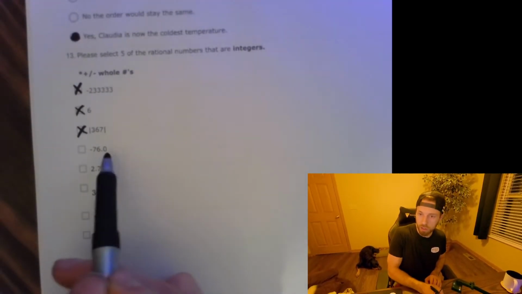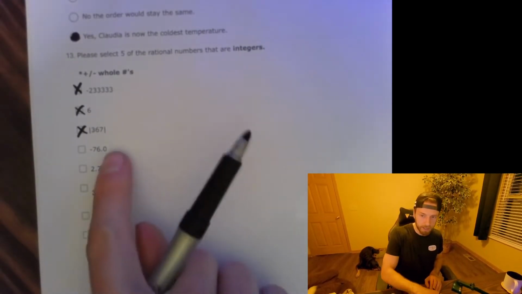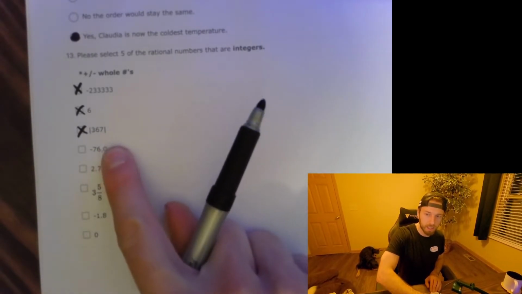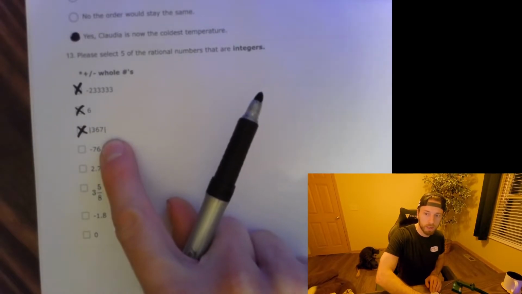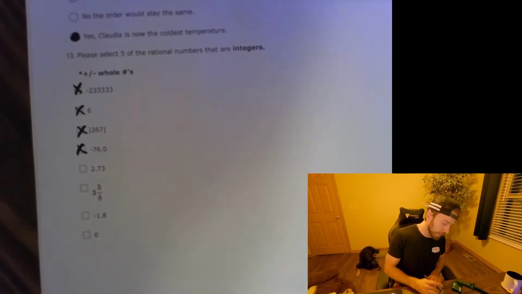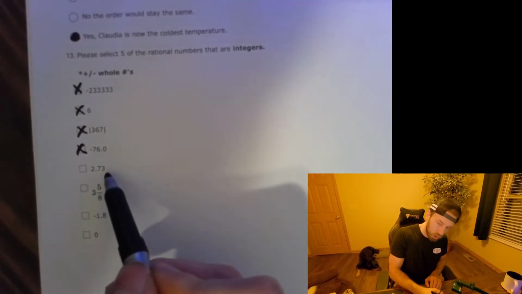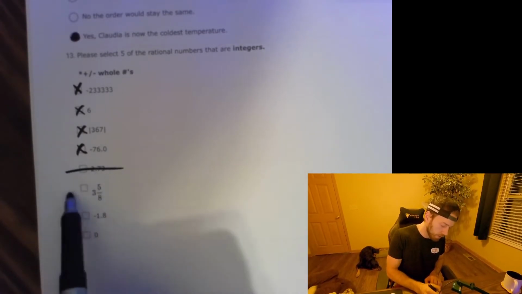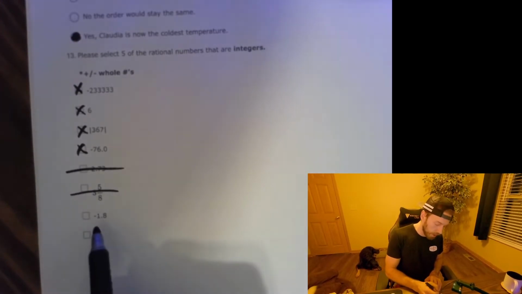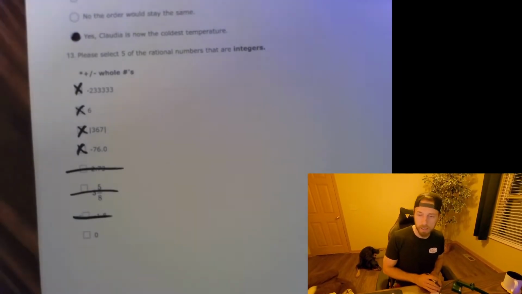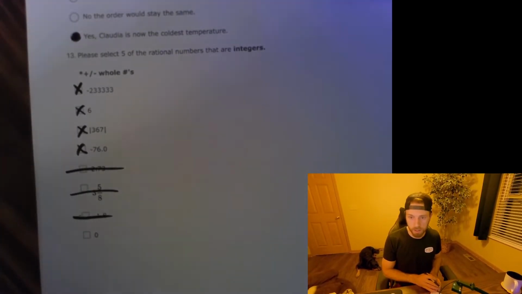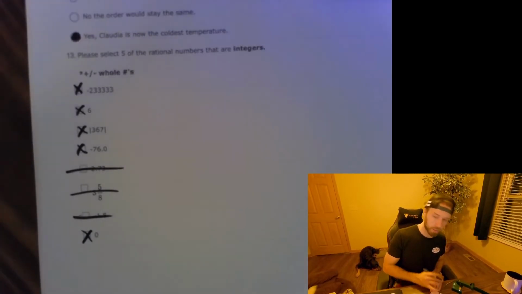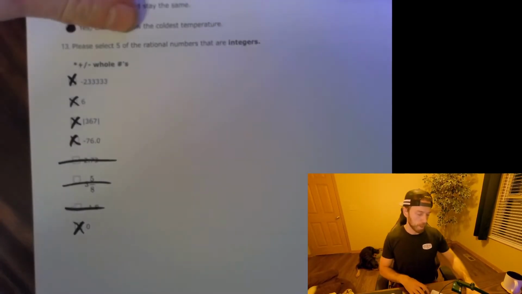-76. It's a little tricky because there's a 0.0 there, but that is still just -76 because the 0.0 doesn't have value. So it's just -76. That is an integer as well. 2.73, not an integer. It's a decimal. 3 5/8. Not an integer, it's a fraction. -1.8, not an integer, it's a decimal. 0, definitely an integer, even though it's not positive or negative.